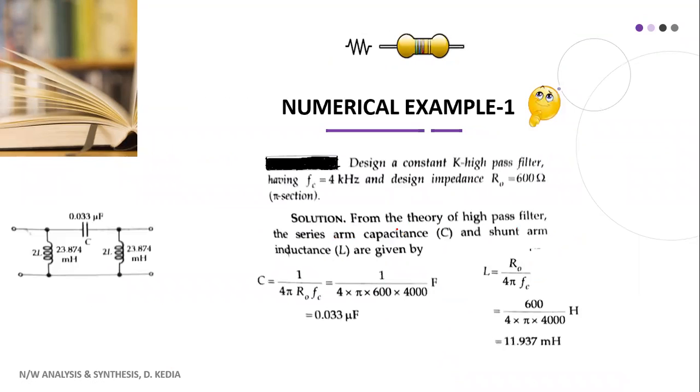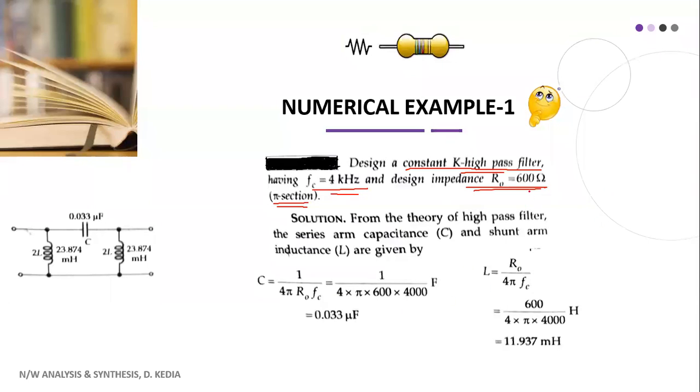So this is your numerical example 1. Here, we have to design a constant K high pass filter. Okay, we have to design a pi section. What are we given? We are given the cutoff frequency. We are given the design impedance, 600 ohm. We are not given the value of L, and we are not given the value of C. This we have to design.